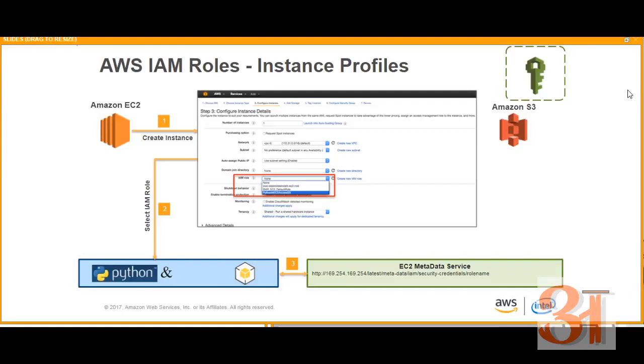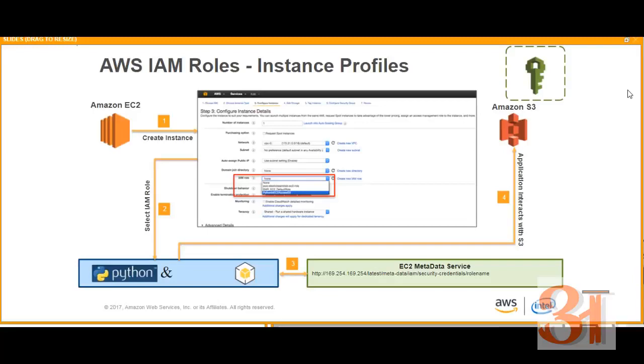However, as credentials were not included in the Python code, the AWS SDK would communicate with the Amazon EC2 metadata service that is accessible using the 169.254.169.254 address. The Amazon EC2 metadata service communicates with the AWS Security Token Service to gain access to temporary credentials.